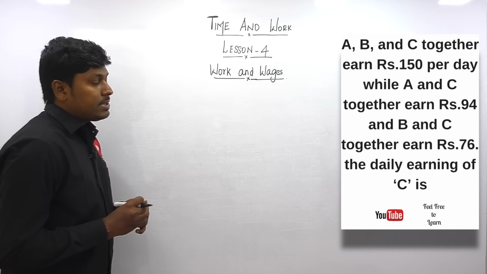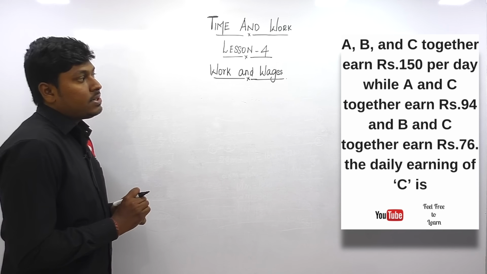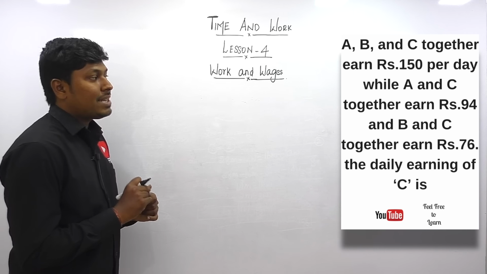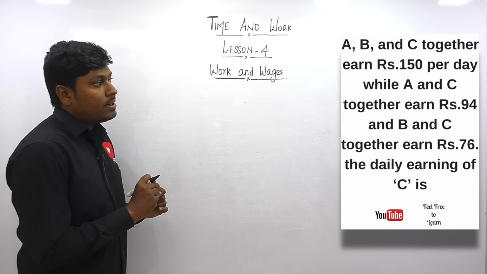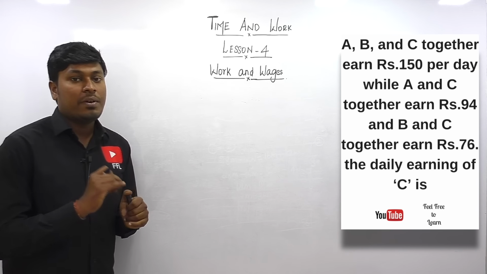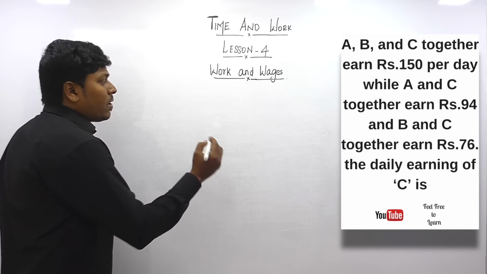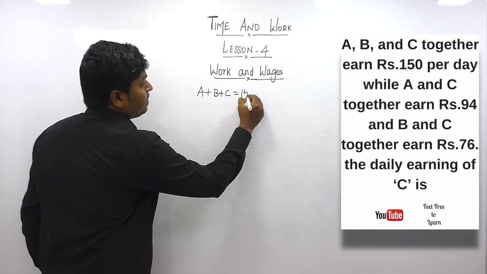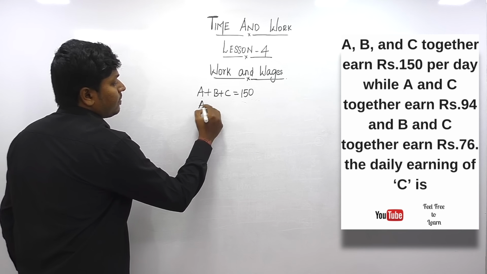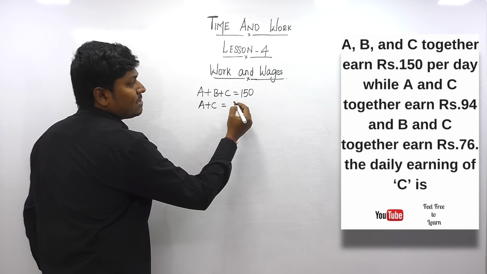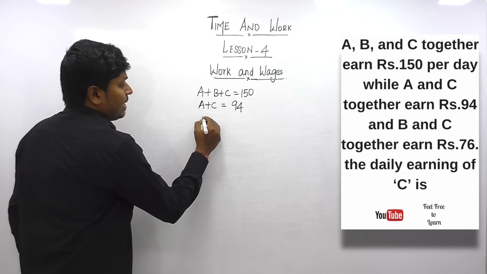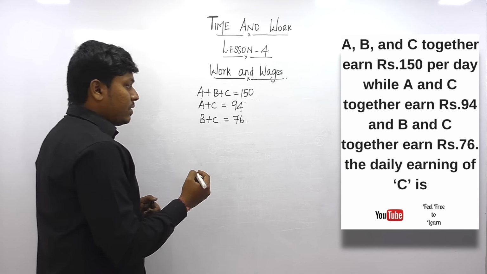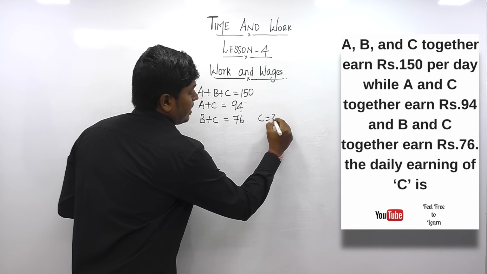Question number 8. A, B and C together earn rupees 150 per day, while A and C together earn rupees 94 and B and C together earn rupees 76. What is the daily earning of person C? So friends, listen here, what is all the data they have given us? A, B, C. All three persons are earning rupees 150, and second, A and C are earning 94 rupees per day. Next is B and C. So B and C are earning rupees 76. So by using this data, what is C's share?